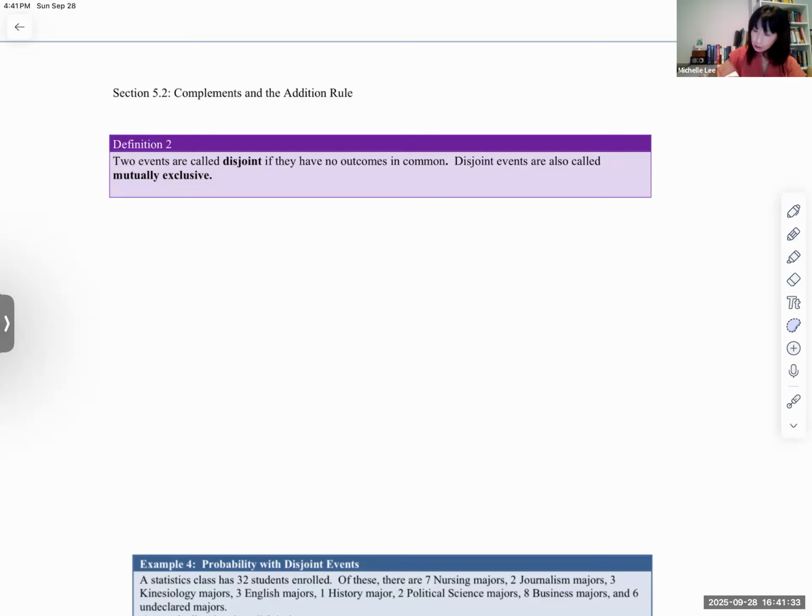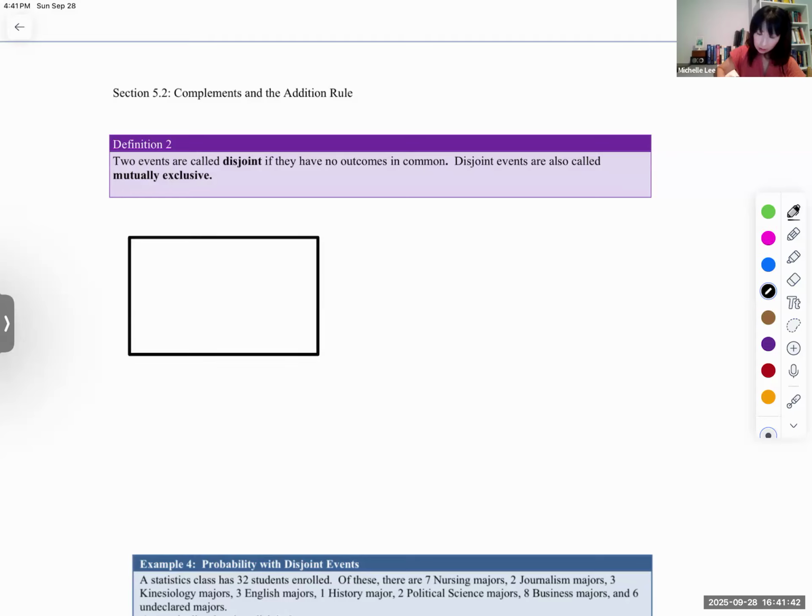I'm going to show you a Venn diagram. So disjoint looks like that. We have event E and event F, disjoint, mutually exclusive, right?